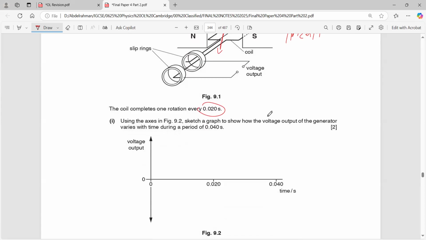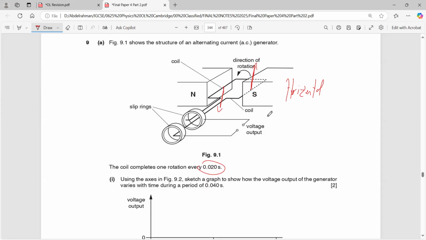For this question, would it be wrong if I start from zero? It wouldn't be wrong. But I'm telling you, the more accurate representation of this output voltage would be to start from the maximum position. Why? Because at this instant, the coil is at the horizontal position.